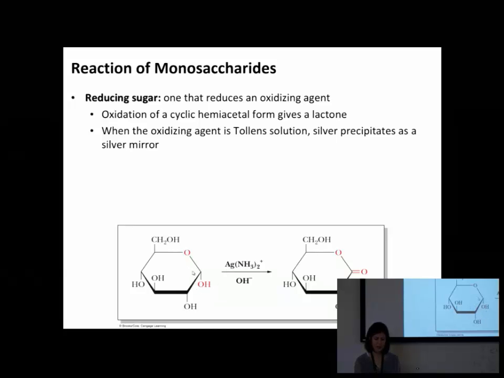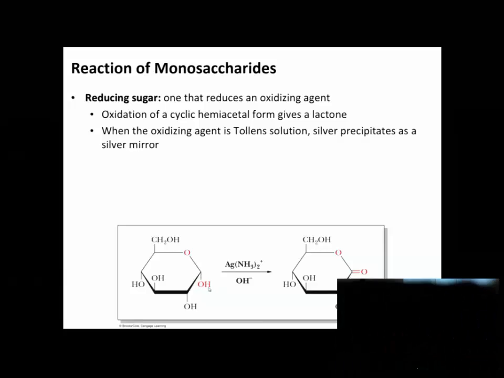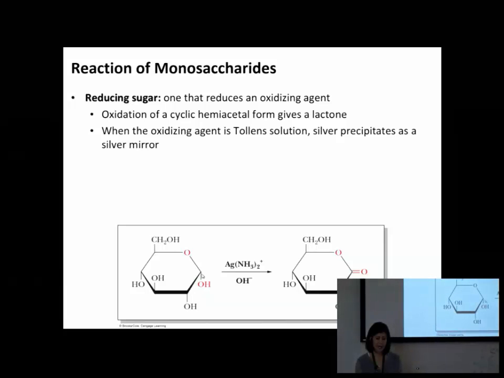It doesn't matter if it's alpha or beta, but if you look at the oxygen, the OH that is on carbon number 1, the anomeric carbon, and you see an OH on it and you see the H on it, that means it's a free sugar. It's not in an anomeric bond, a glycosidic bond. So if that is free, then we can say it's a reducing sugar.